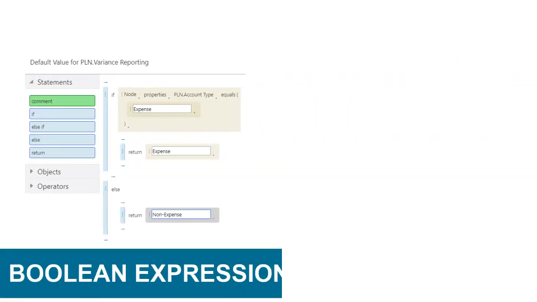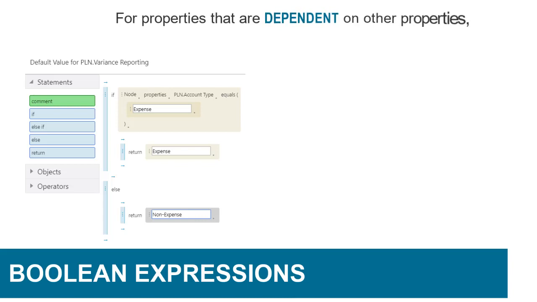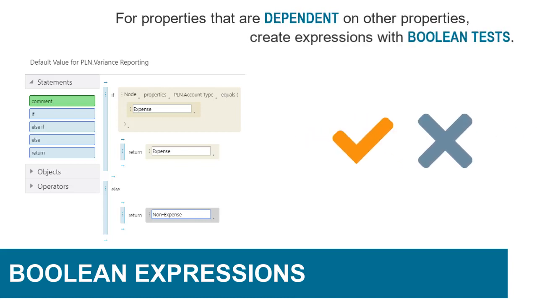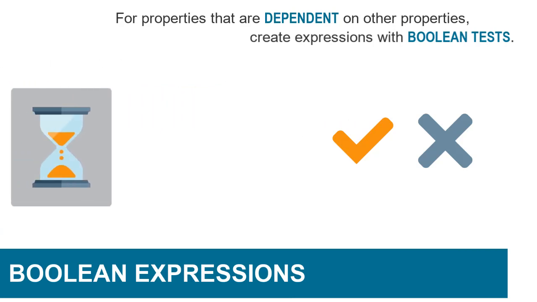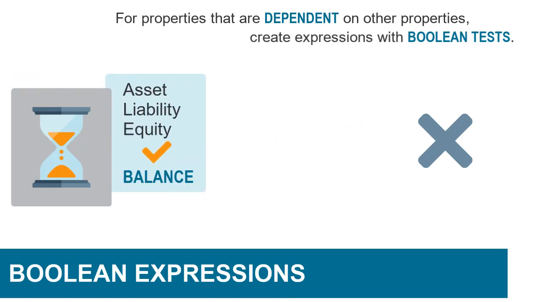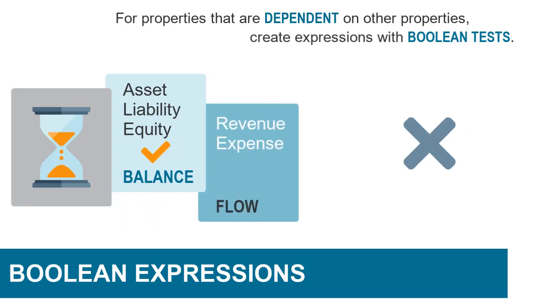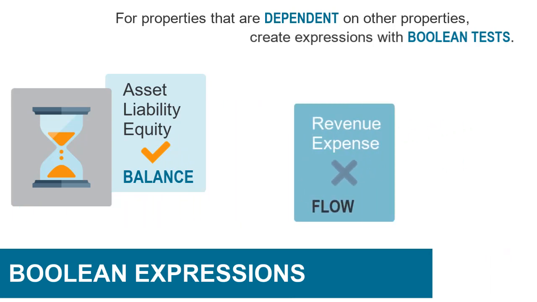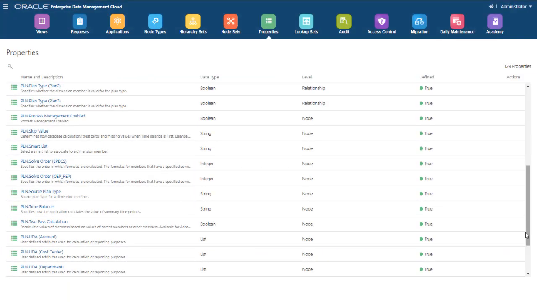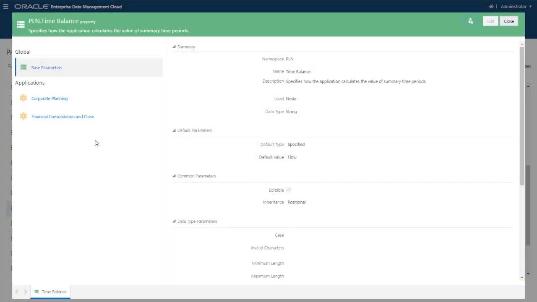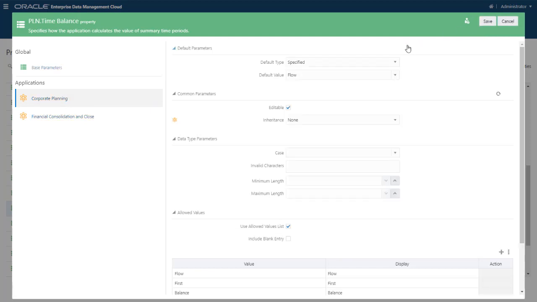Some properties are dependent on the values of other properties. For such dependent properties, you can create expressions with Boolean tests to return the values you want. An example of this is the time balance account property in planning type applications. For asset, liability, and equity accounts, the time balance property is balance, and for income or expense accounts, it's flow. Let's create an expression to derive the correct values for time balance based on the account type.